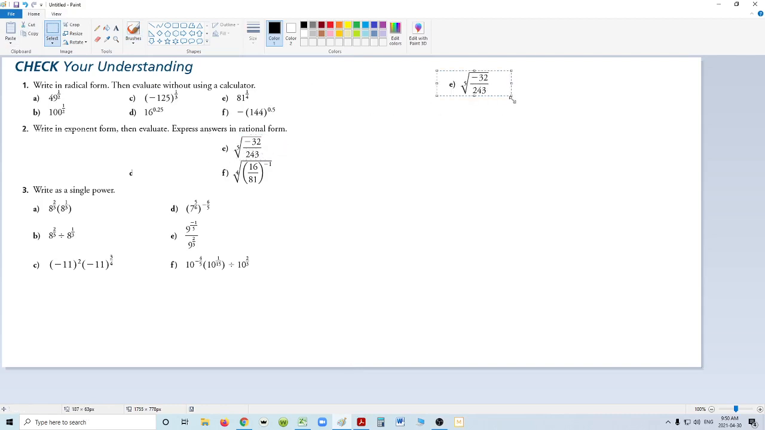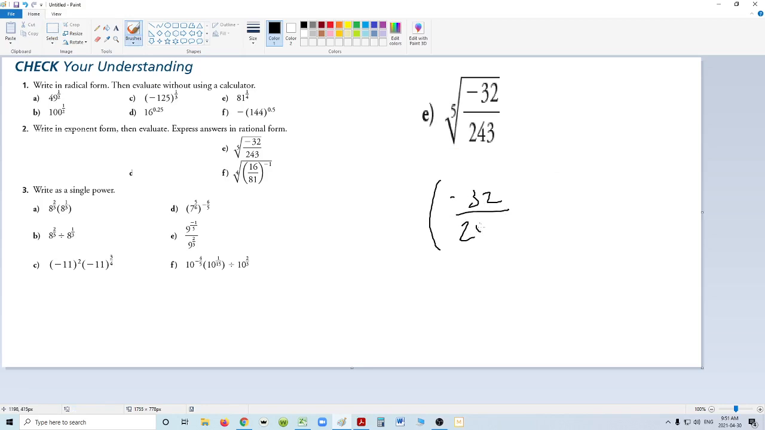What is this asking? This looks more annoying than it is, but it's the same as minus 32 over 243 to the 1/5, which is also equal to minus 32 to the 1/5 divided by 243 to the 1/5, which is what they want you to do.